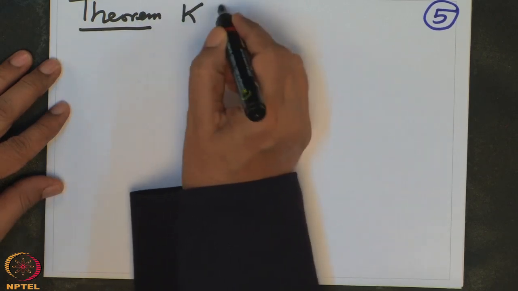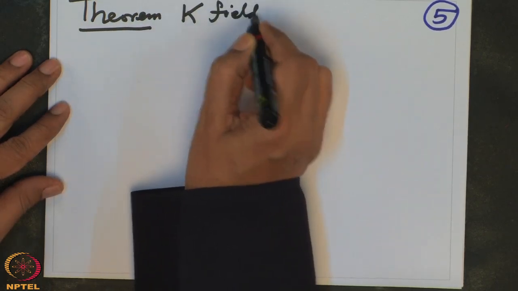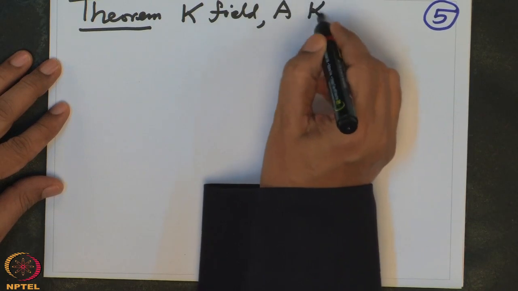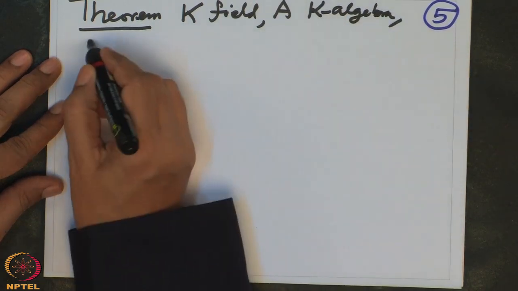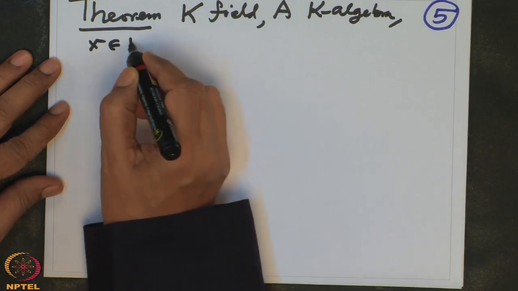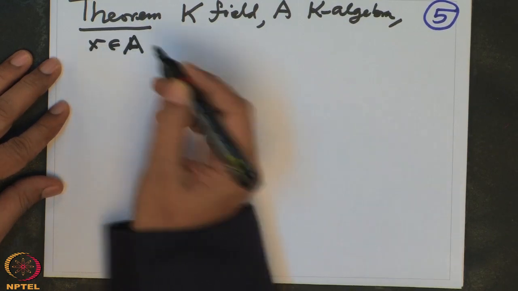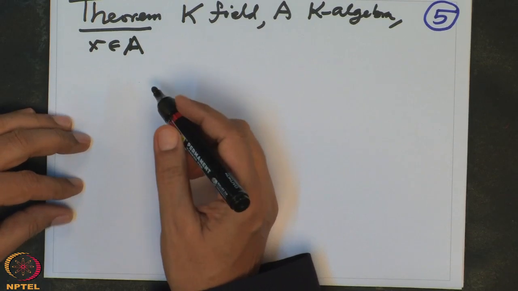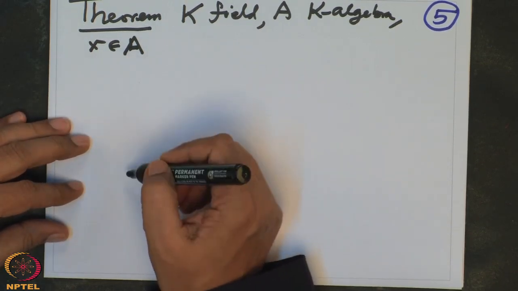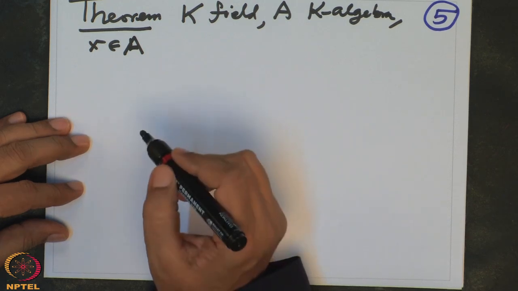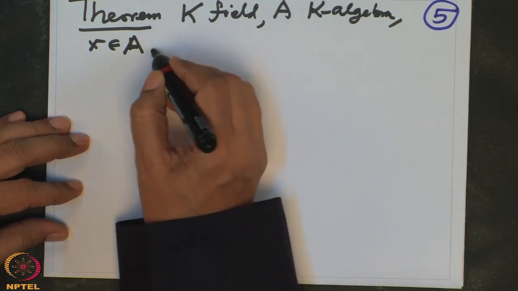As usual, K is a field, A is a K algebra, and x is an element in A. And we want to know when this element is algebraic. So, I am going to state equivalent conditions, one of them will be algebraic.